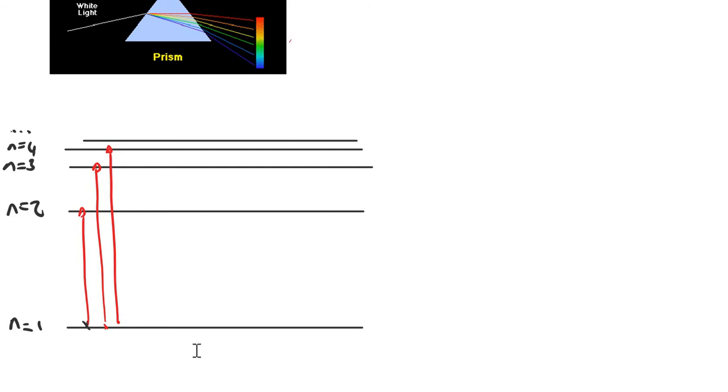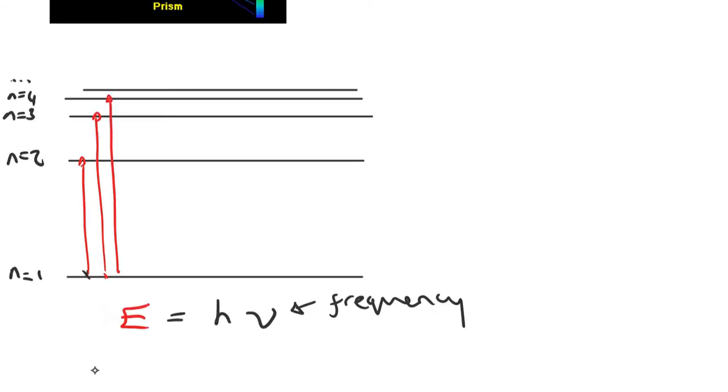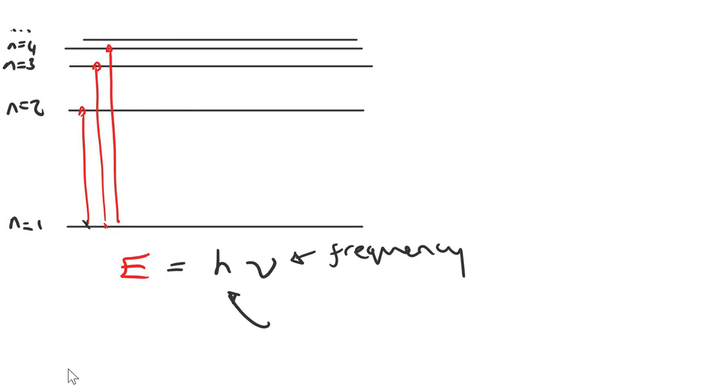So there's a relationship between the energy and the frequency of light absorbed. So this is the frequency of light. And this constant is known as Planck's constant.